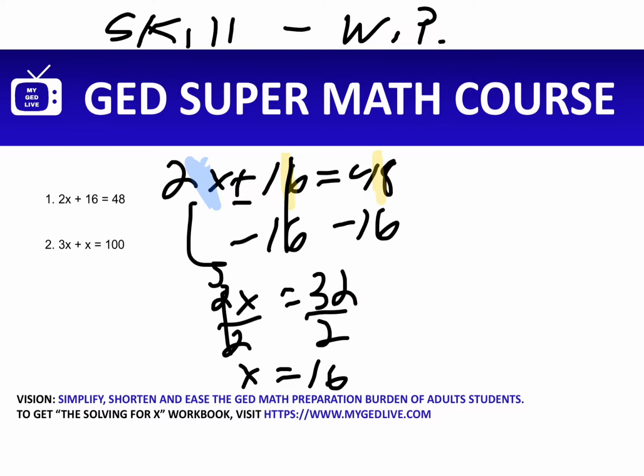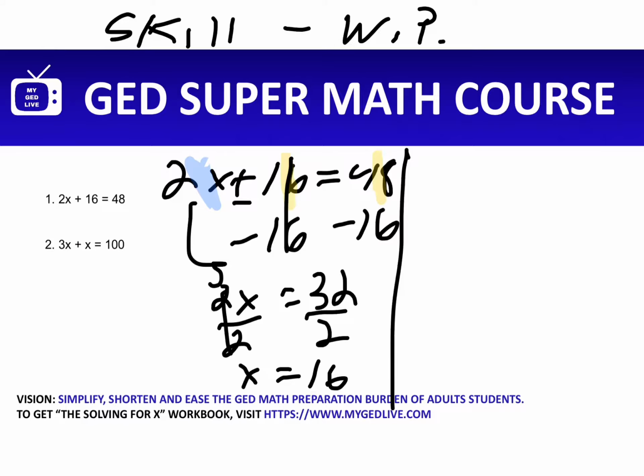So those are the skills. And I use a simple method I call COPA, which is combine like terms, do the opposite, perform the operation, which is a subtraction here and the division here, and then you get your answer. So COPA, C-O-P-A.